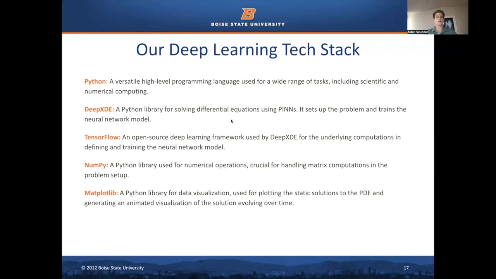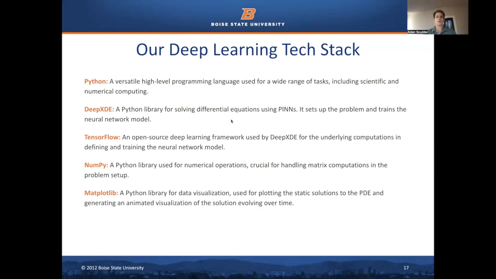We also used TensorFlow, which is an open source deep learning framework. TensorFlow provided the backbone for DeepXDE's underlying computations in defining and training our model. We also used NumPy for numerical operations and particularly for the matrix computations in our problem setup. Last but not least, we used matplotlib to help visualize our results, and we used it to plot the static solutions to our partial differential equation and to generate animated visualizations of the solution evolving over time.